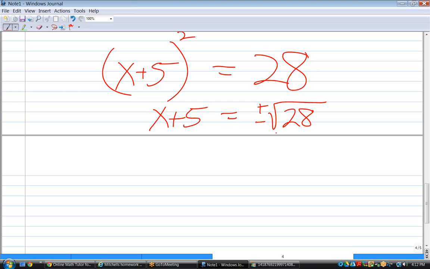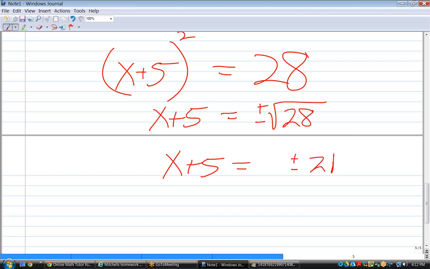Simplify that square root of 28. What are factors of 28? 4 and 7. Okay, there's a perfect square in there, 4. So go ahead. The square root of 7, or the square root of 7 times 2? Yeah, or 2 root 7. You tend to write it with the real number in front. Okay, now the last step is to move the 5 over.